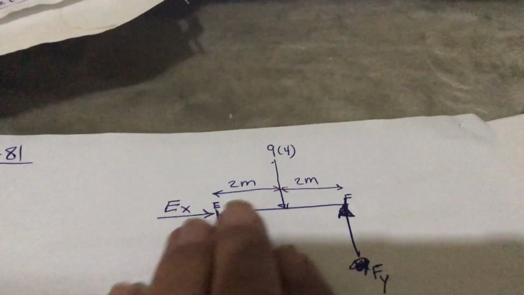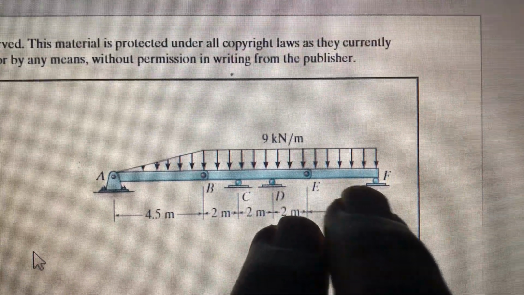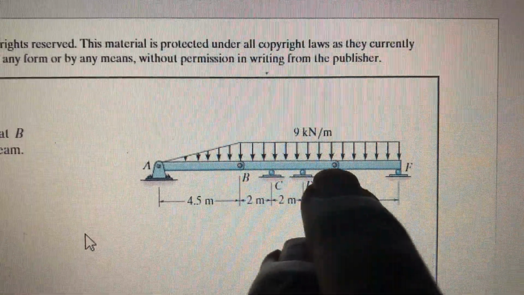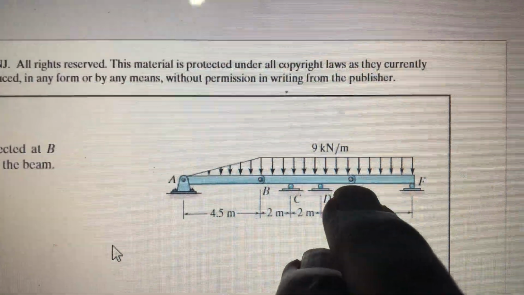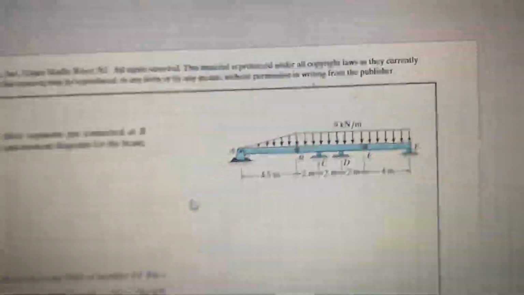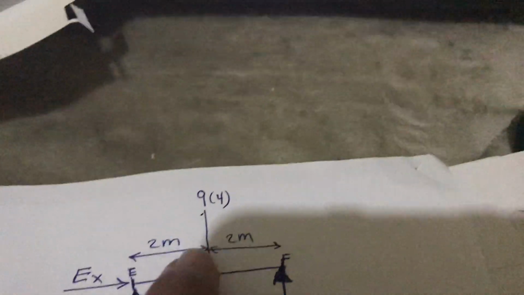Let's take the first section. Let's take this section, FE, that way. So we'll have 1 reaction in the Y, and the E, of course, it's a pin. So this pin will have Ex, Ey. You can see Ey, Ex, and there's a loading.